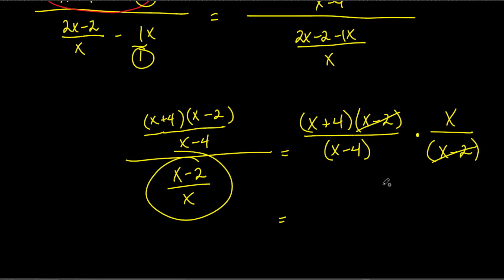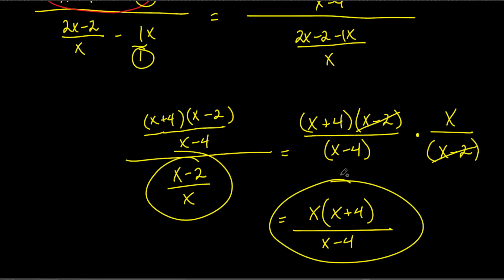We explained that before. So how do I write my answer? I like to put the single number out in front. You don't have to. You could have put x plus 4 first, then the x on the end. Doesn't matter. It just looks better like this. And then over what? X minus 4. And then that is your answer. That's all there is to it.